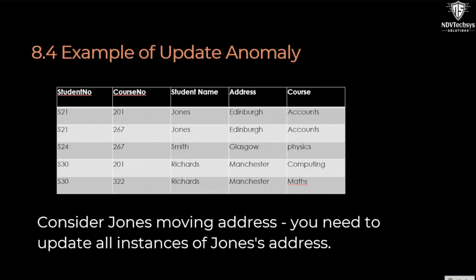As we discussed earlier, update anomaly occurs when redundant data exists, requiring multiple updates to ensure consistency. Let's see this anomaly with an example. Here in this case, Jones has 2 records, and for example, if he moves from Edinburgh to a new address, to correct this table you have to edit here as well as here. If there is one mistake done, that results in inconsistencies.